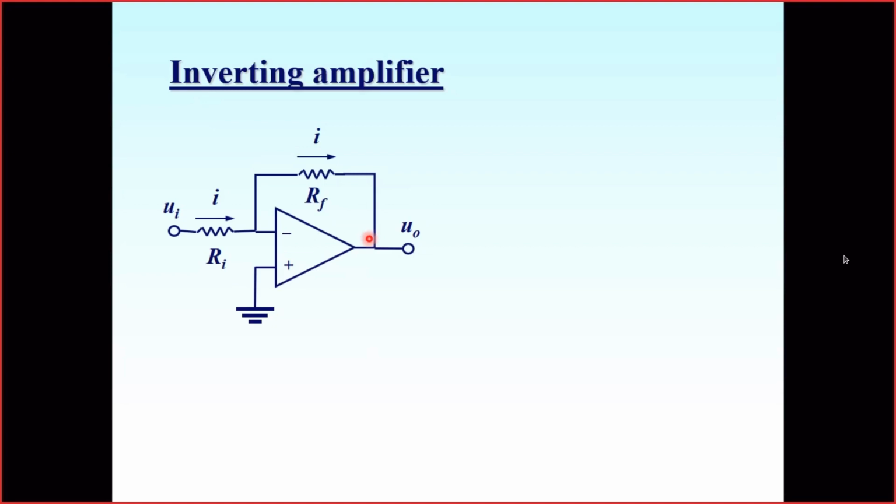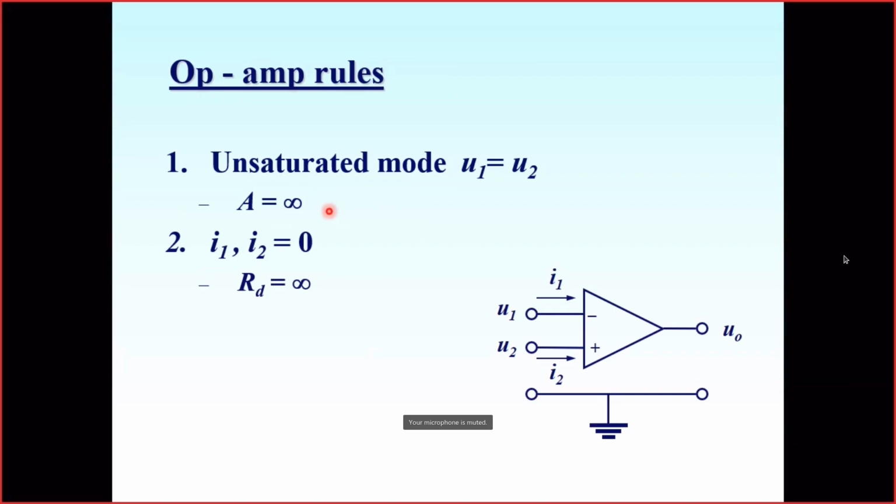Why do we name it feedback? Because part of the current, or voltage, no matter, is fed back to the input of the amplifier. So we have a feedback. When we have a feedback, the first op amp rule says that the voltage on inverting and non-inverting inputs should be the same.